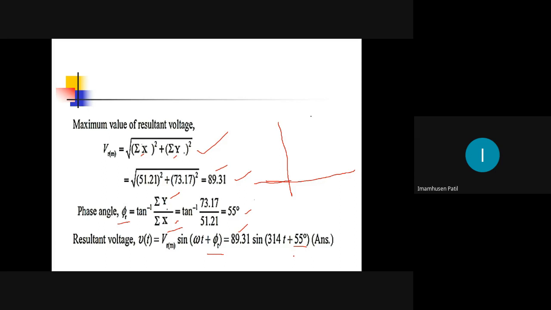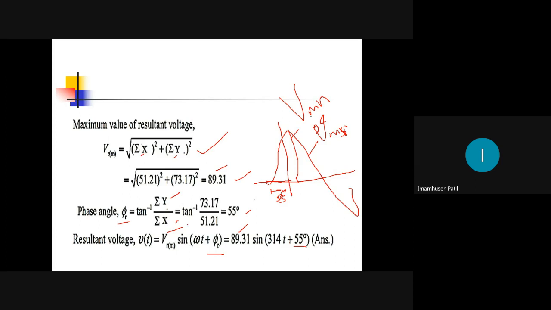Resultant voltage. Now you can draw this one. The angle is 55, so it is leading, and it has already started from here. This angle is 55 degrees. Like that you can draw the resultant waveform. This is Vm, the magnitude, capital. This is small v, the instantaneous value.